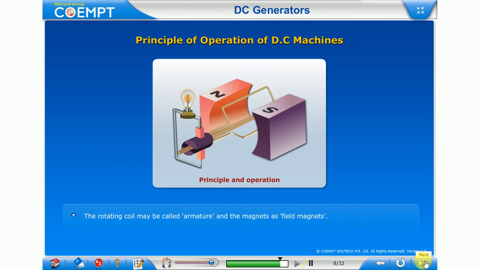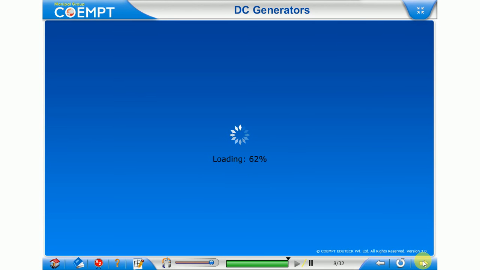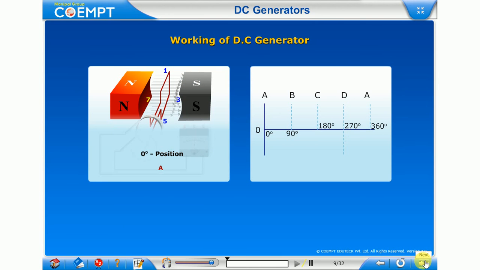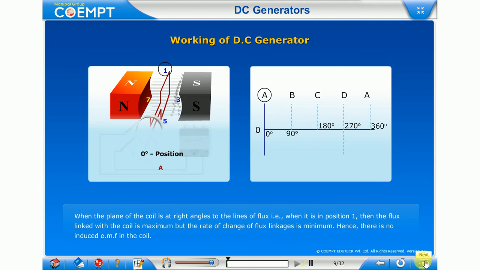Working of a DC generator. A single loop generator has each terminal connected to a segment of a two-segment metal ring, as shown on the screen. The two segments of the split metal ring are insulated from each other. This forms a simple commutator. For the remainder of this discussion, refer to the graph shown on the screen, that is, parts A through D. This gives a clear description of the operation of a DC generator.